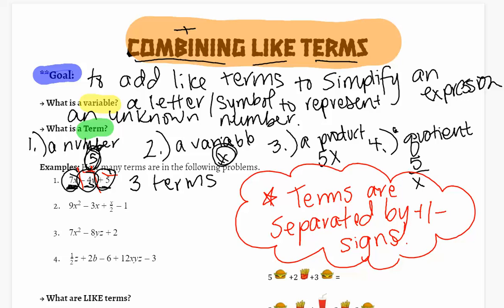7x is a term, it'd be considered a product. Negative 4y is a term, it would also be considered a product. And 5 is just a number, it would be what's called a constant.